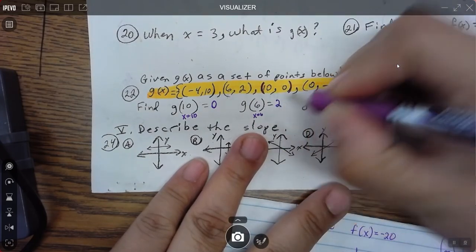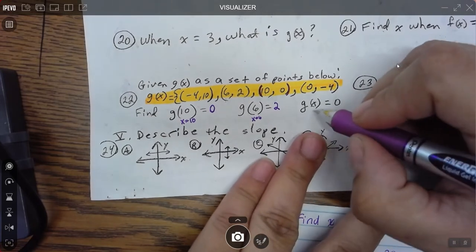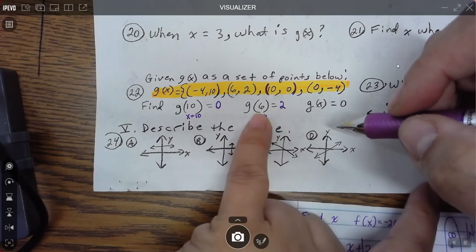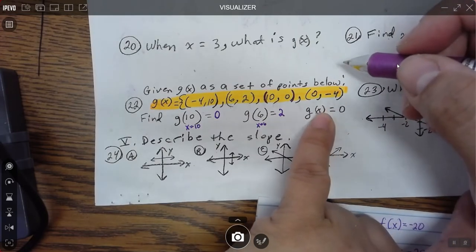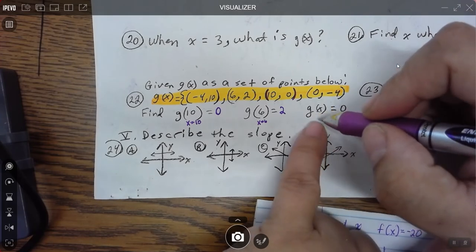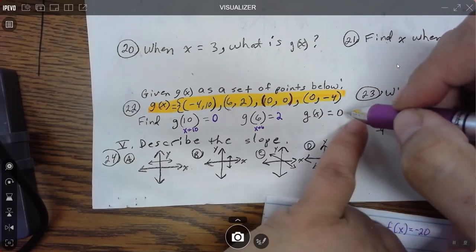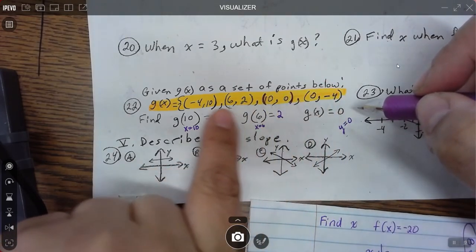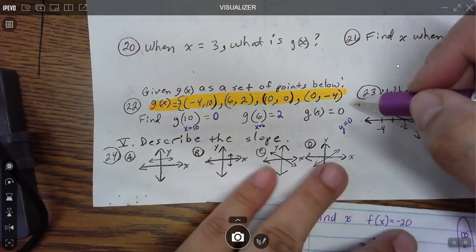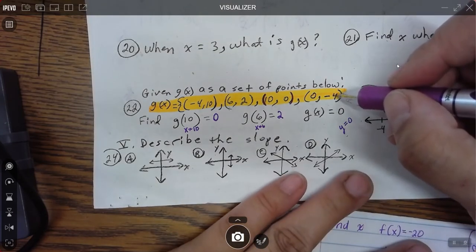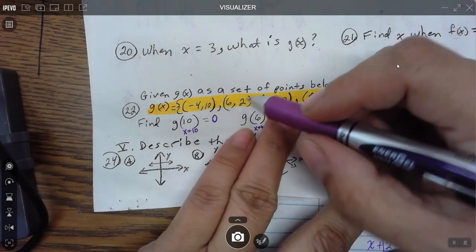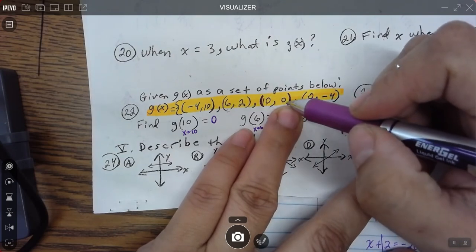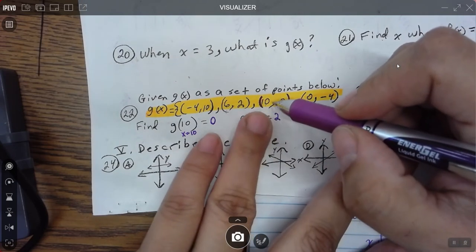Now this one. See the difference? You see how the 10 was inside the parentheses, the 6 inside the parentheses, but here we have an x inside of the parentheses. That means we don't know x, but we know the y value. We know that y is 0. Which of these points has a y value of 0? This y value is -4. This y value is 0. This y value is 2. And this y value is 10. So the correct answer is here. When the y value is 0, x is 10.